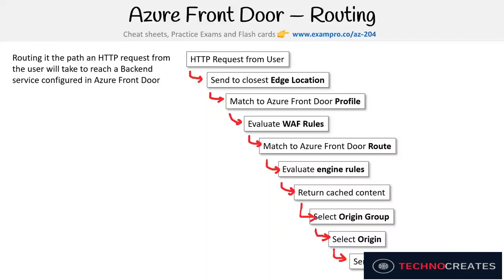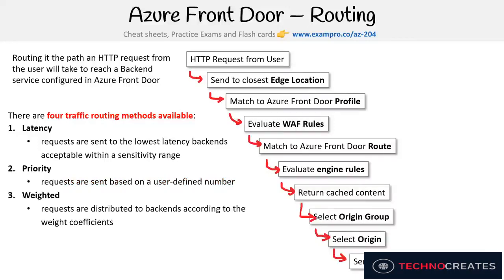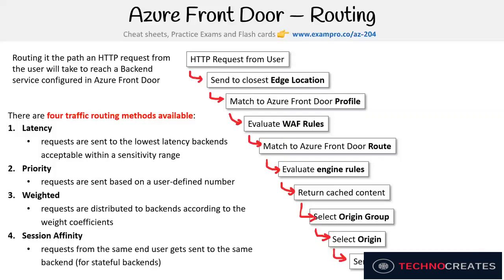But let's talk about the 4 traffic routing methods that are available in Azure Front Door. So the first is based on latency. So requests are sent to the lowest latency backends acceptable with a sensitivity range. You have priority, so requests are sent based on a user-defined number. You have weighted, so these are requests that are distributed to backends according to the weight coefficient. And session affinity, so requests from the same end user get sent to the same backend. So these are for stateful backends, stateful applications.